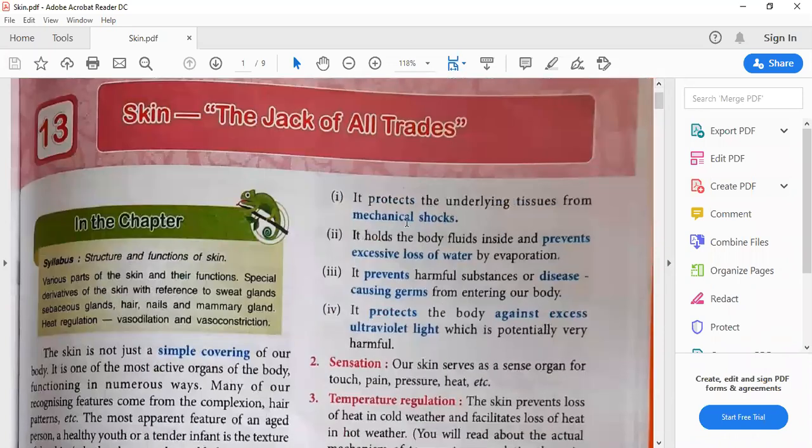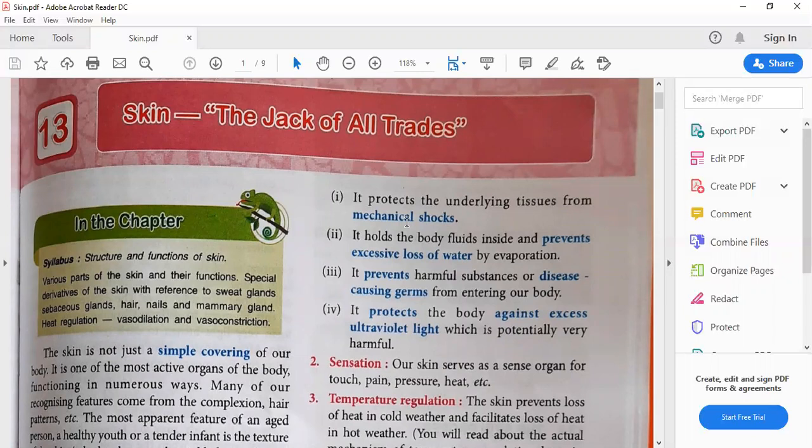So क्या क्या protection दे सकता है? First of all, mechanical shocks. It can protect you from mechanical shocks. Second thing, it holds the body fluids inside and prevents the excessive loss of water by evaporation. You already understood that it's an impermeable barrier. So loss of water by evaporation में ज़्यादा चला जाएगा, so it can hold on.